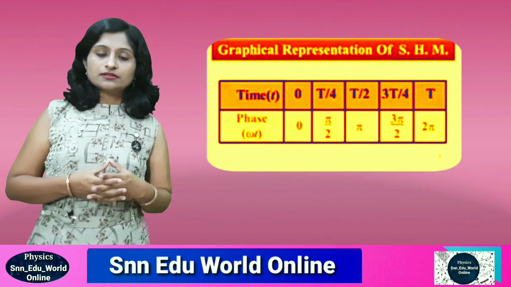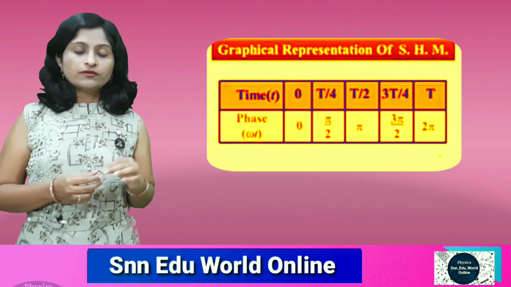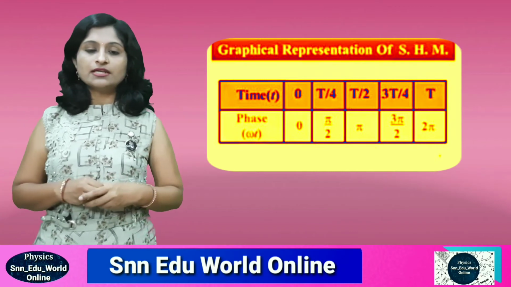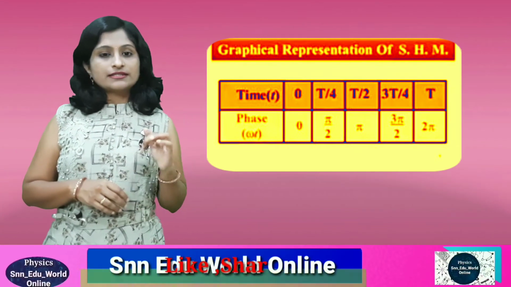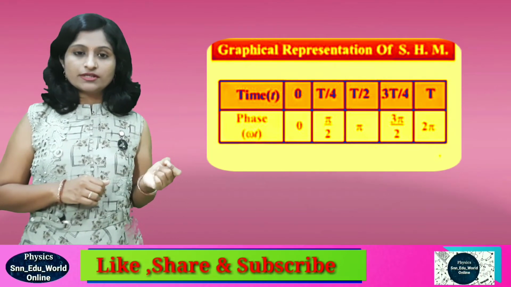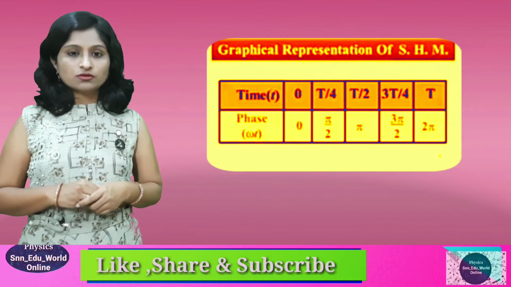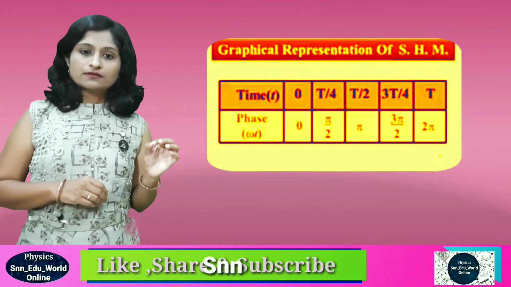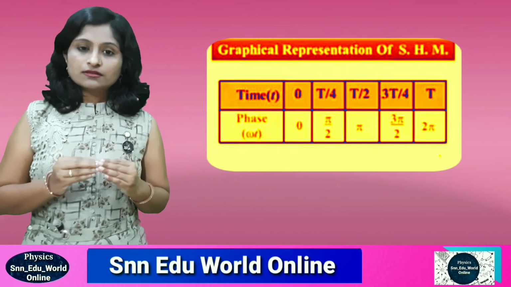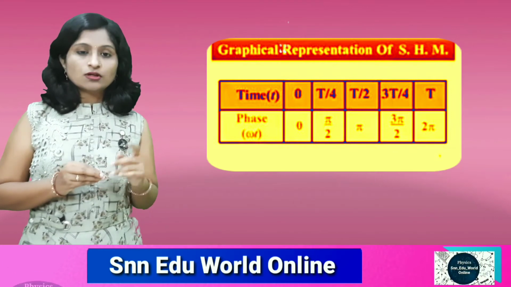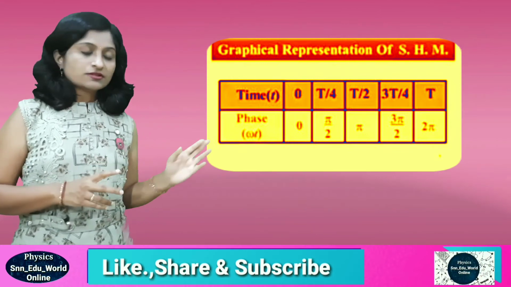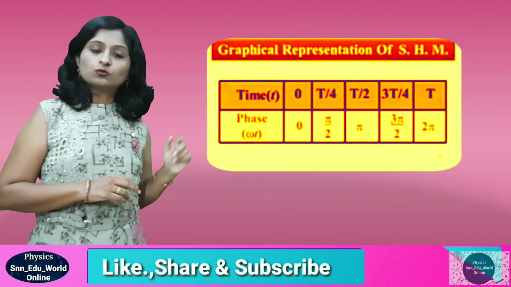So when small t is 0, anything multiplied by 0 will be 0. So the initial phase will be 0. Then the second term here, according to the table, what is the time? Small t will be T divided by 4. But what is omega? 2 pi divided by T. So here we are getting cancellation of T with T, and 2 with 4. So finally we are getting pi by 2. So the second value we will get here is pi by 2.